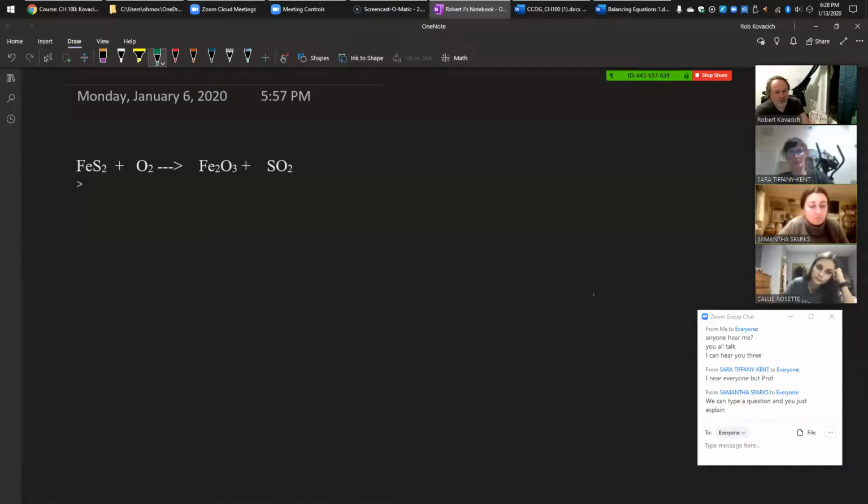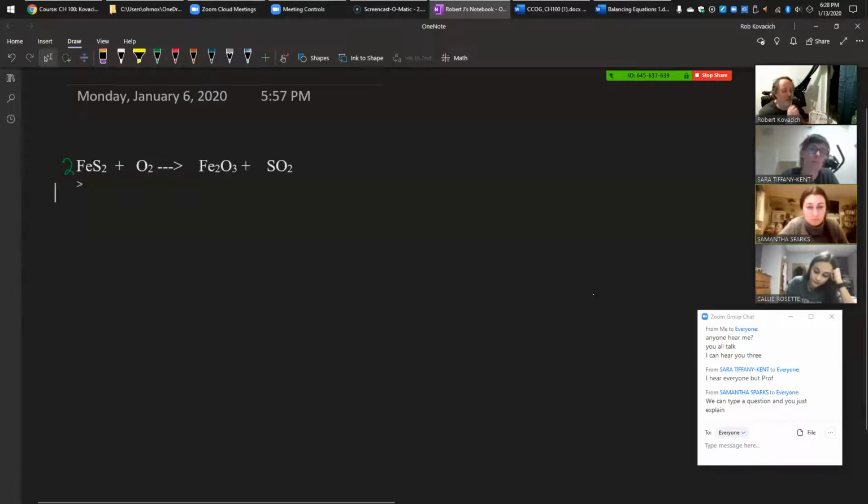When I'm looking at this, the first thing I see is my irons aren't balanced, so let's do that first. I'm going to put a 2 right here. That tells me I've got 2 FeS2s, so my irons are now balanced: there are 2 of them on the left and 2 on the right. I still don't have my sulfurs or my oxygen balanced.